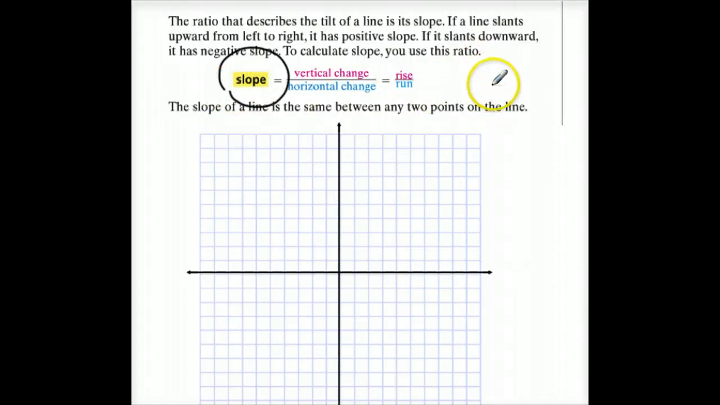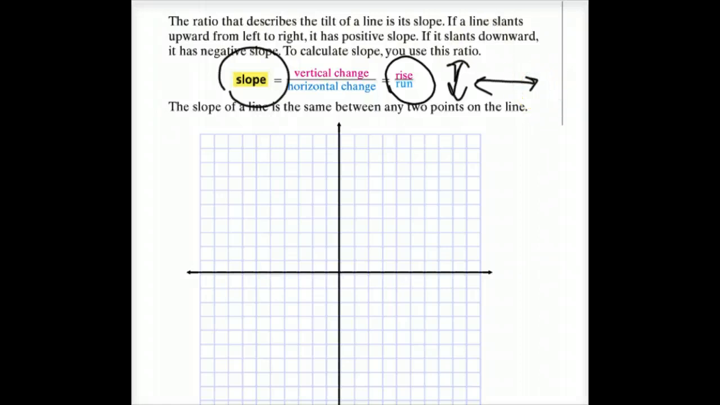Slope is the steepness of a line. The definition that you want to make sure you know is slope equals the vertical change over the horizontal change. In other words, rise over run. We're going to talk about rise over run quite a bit during this lesson. So, to find the slope of a line, we're finding how steep the line is. We first look at how much the line rises, meaning how much does it go up and down, and then how much does it run, meaning side to side.